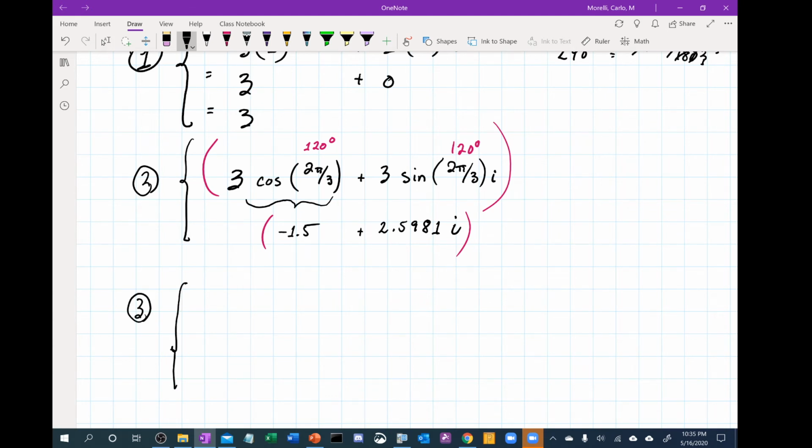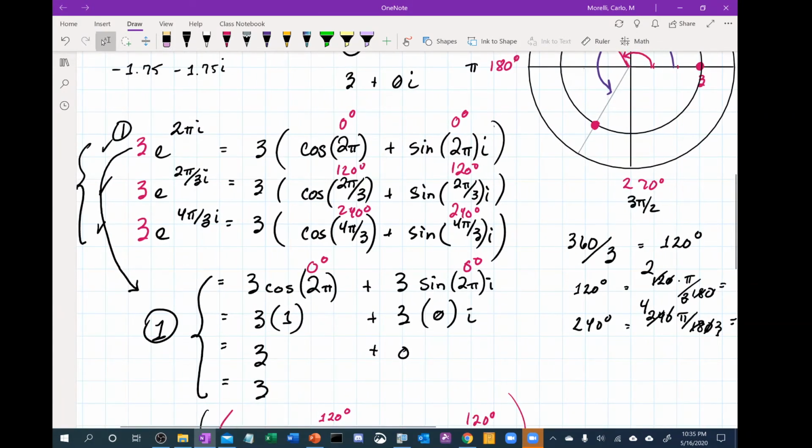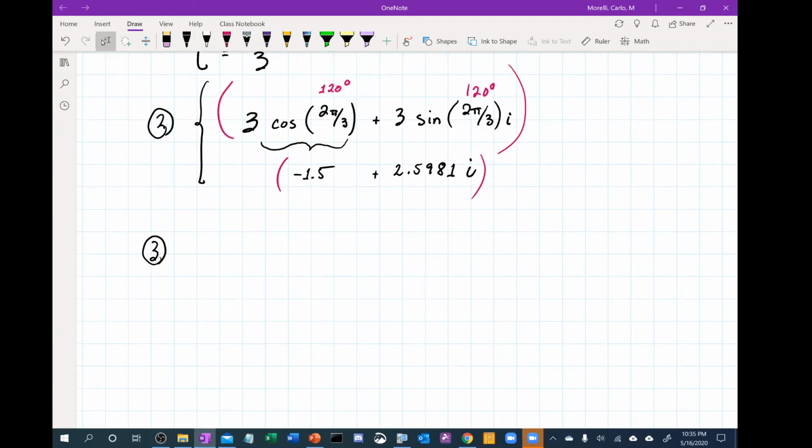Okay, well, we'll see how much of this curly Q nonsense we need. So we got 3, and then it's cosine 240. That's just 4 pi over 3. All right, so I got 3 cosine of 4 pi over 3 plus 3 sine of 4 pi over 3 i. Now, this is 240 degrees of rotation counterclockwise.